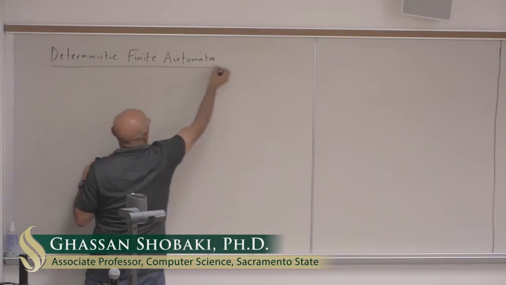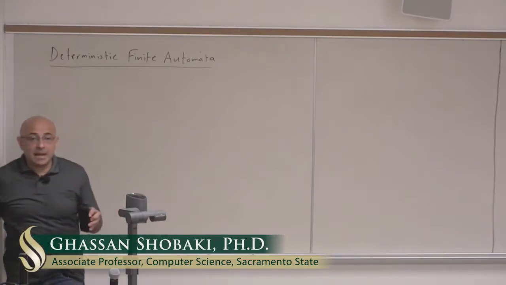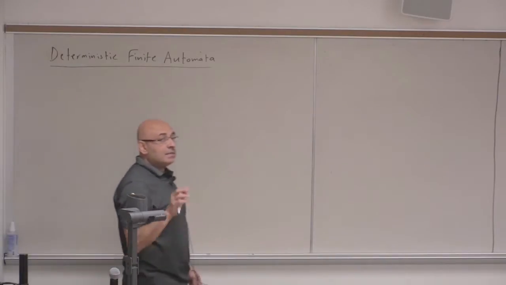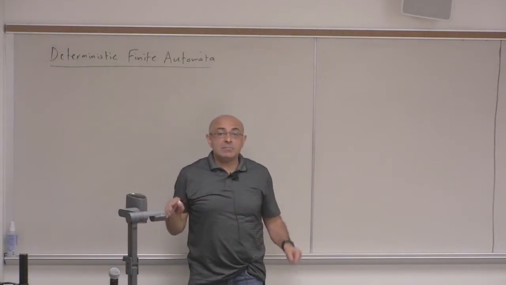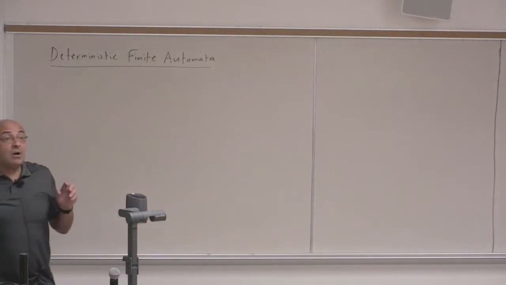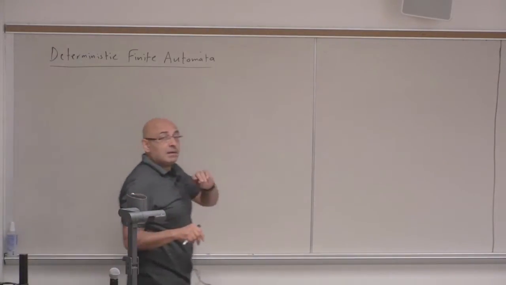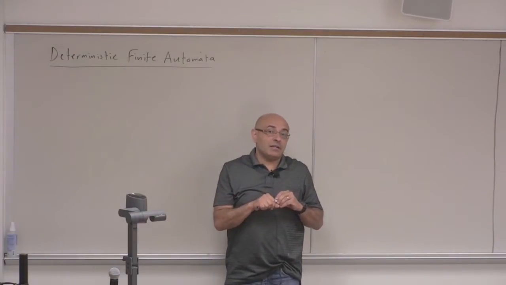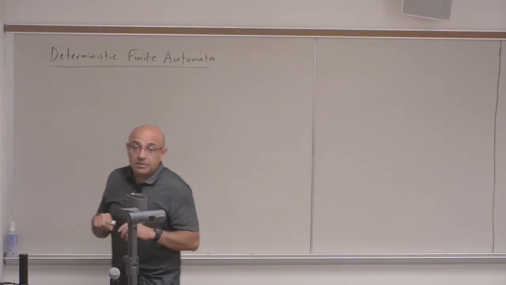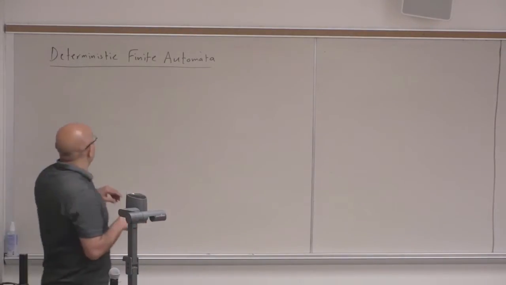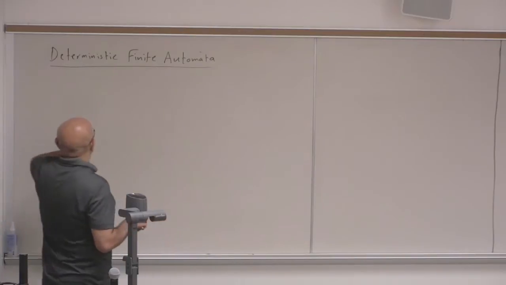In previous lectures, we have seen some examples of deterministic finite automata. In this lecture, we're going to see more examples of deterministic finite automata. Also, we will present the mathematical definition of a finite automaton, how we define a finite automaton mathematically.